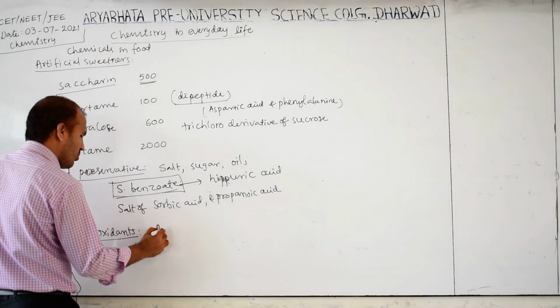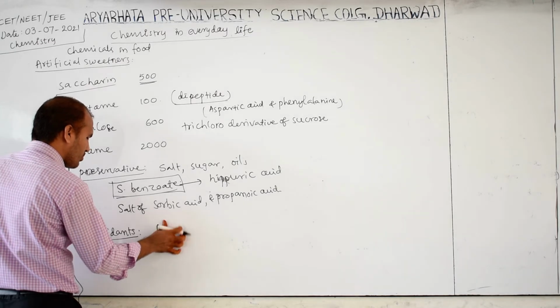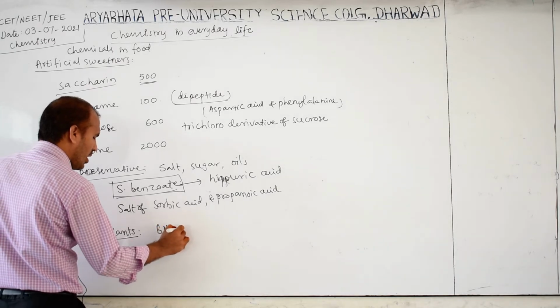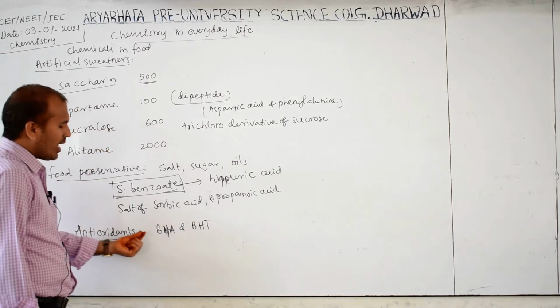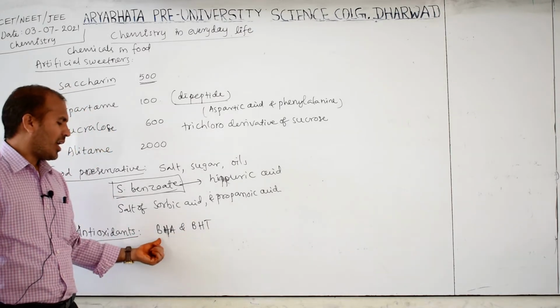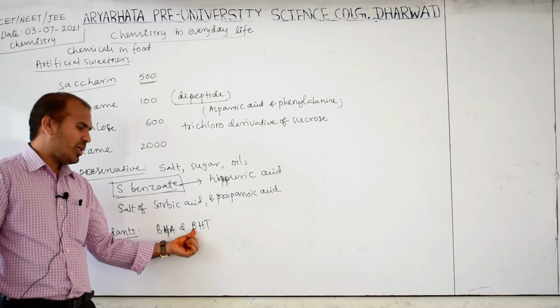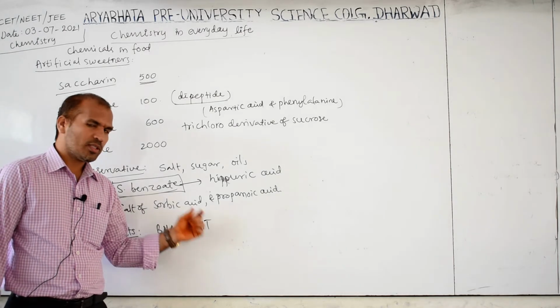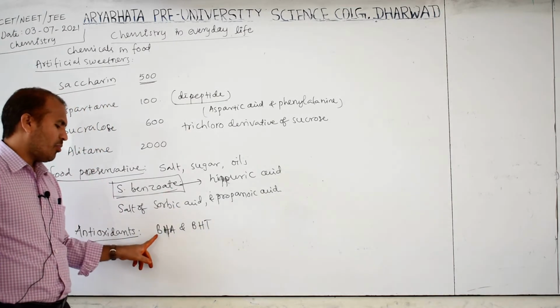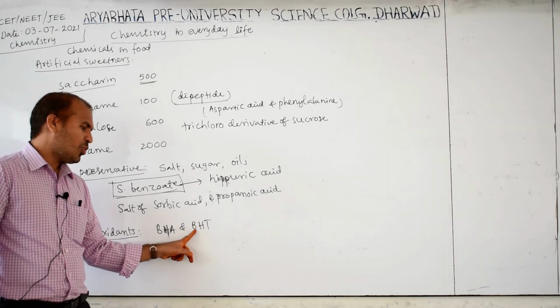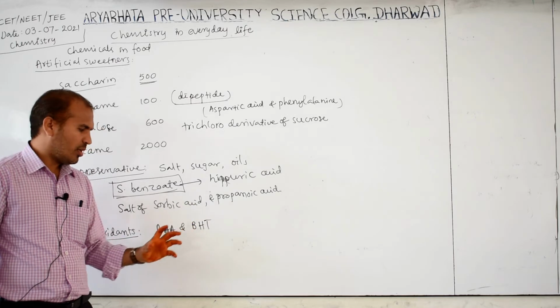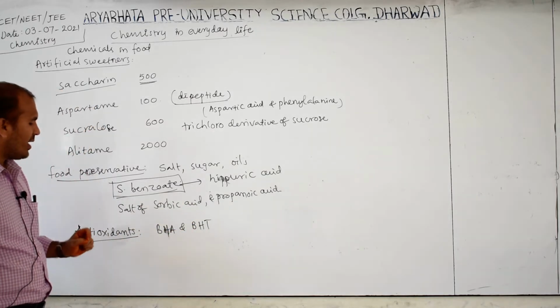Antioxidants: one is BHA, another is BHT. BHA means butylated hydroxyanisole, BHT means butylated hydroxytoluene. Once again I am repeating, butylated hydroxyanisole, butylated hydroxytoluene. So these are very good antioxidants.